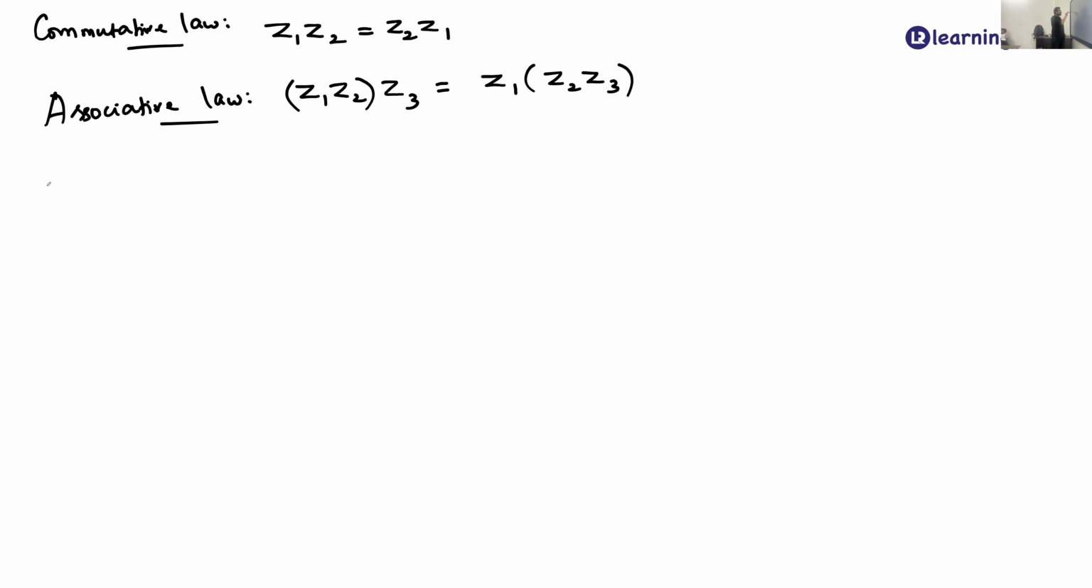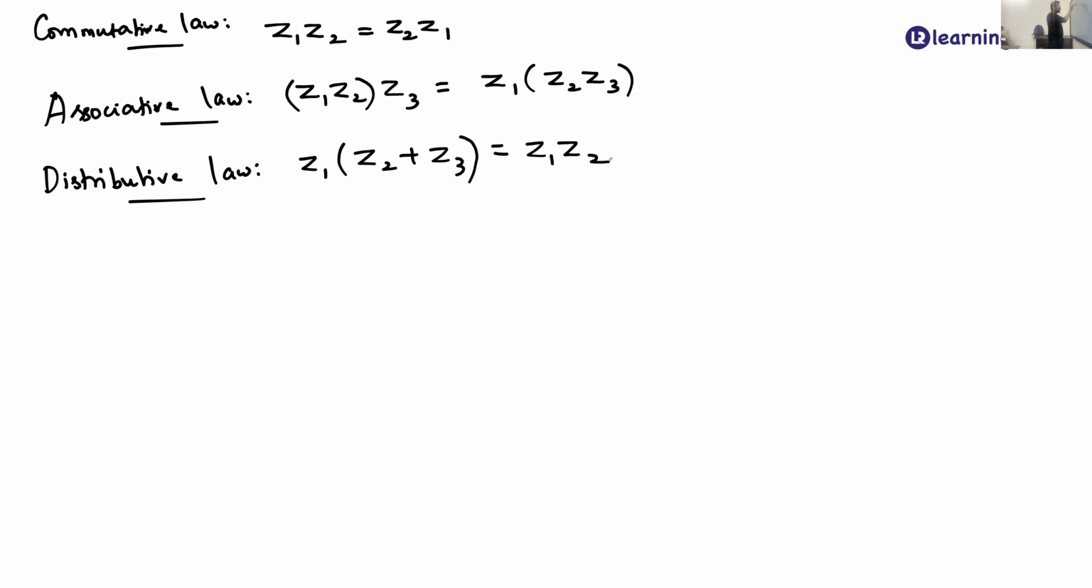Next, there is the distributive law. Here, each complex number will be distributed to the other terms in the summation or difference. So if I have Z1 into Z2 plus Z3, it can be written as Z1 into Z2 plus Z1 into Z3. Z1 is distributed to Z2 and Z1 is distributed to Z3 as well. This is called the distributive law. I hope it is simple.